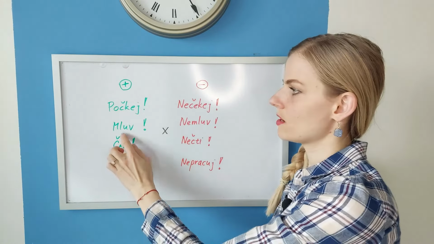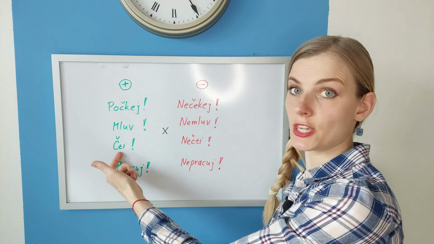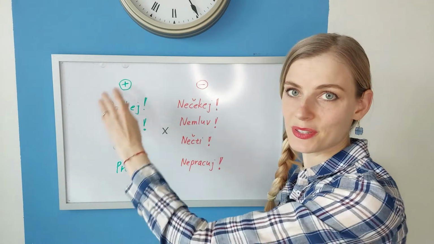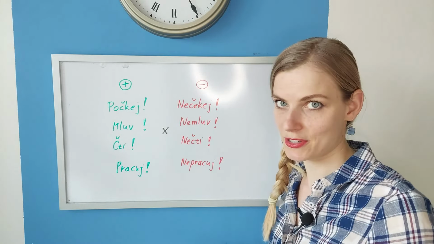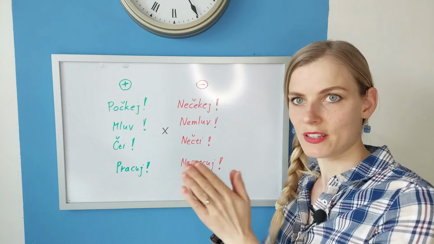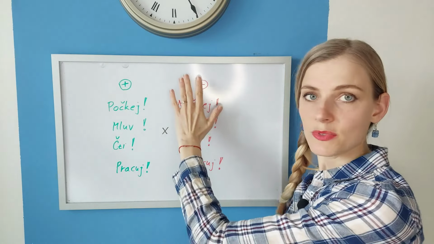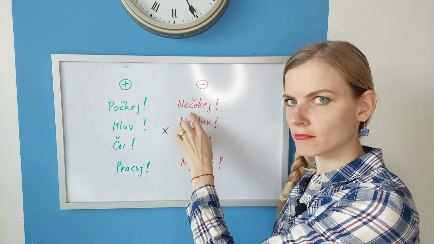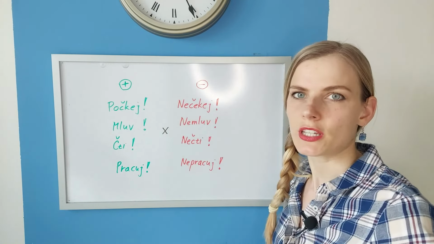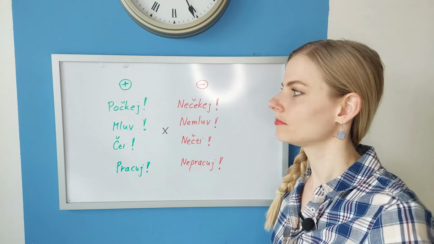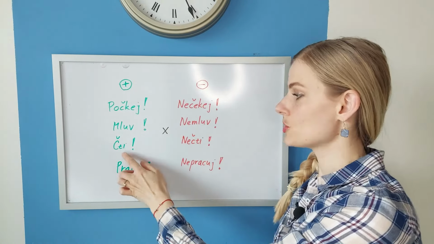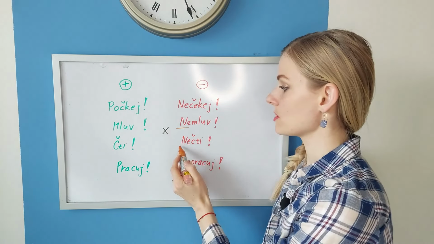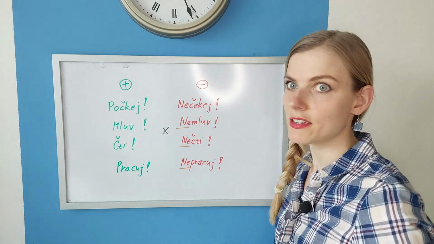Počkej, wait. Mluv, speak. Čti, read. Pracuj, work. This is the positive imperative for the ty person, so it is informal singular. And on the other side, we have the negative imperative. Počkej, nečekej. We cannot say nepočkej, that doesn't sound right. Mluv, nemluv. Čti, nečti. Pracuj, nepracuj. In these three examples, we see that adding ne is enough.